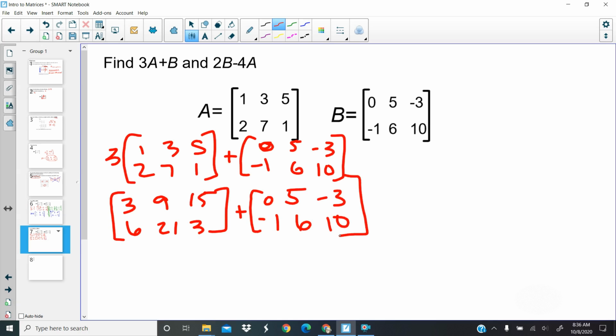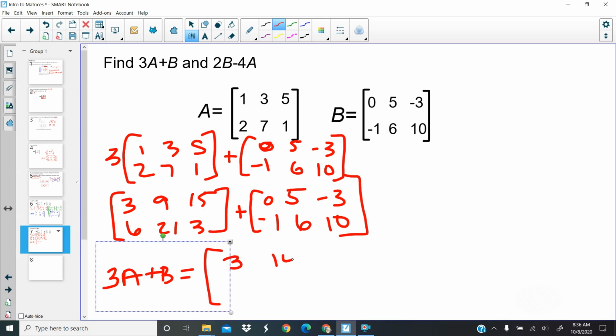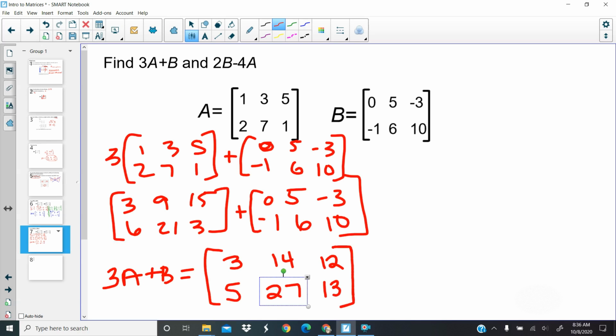And then I just need to add these two. So my resulting matrix for 3A plus B is going to be 3 plus 0, which is going to be 3. 9 plus 5 is 14. 15 plus -3 is going to be 12. 6 plus -1 is going to be 5. 21 plus 6 is 27. And then 3 plus 10 is 13. And so that's going to be my resulting matrix for this 3A plus B.